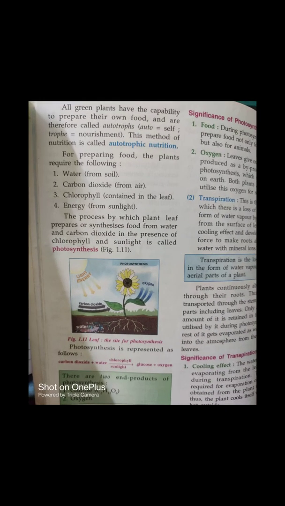In the next class we will learn about transpiration. Photosynthesis is very important.